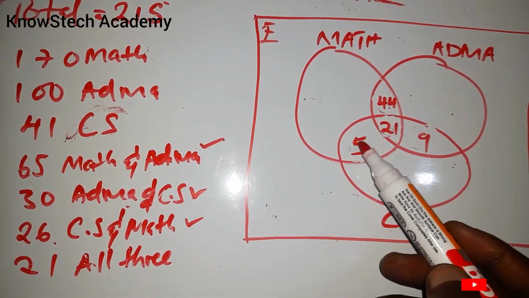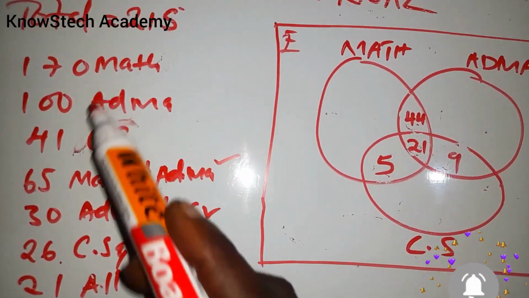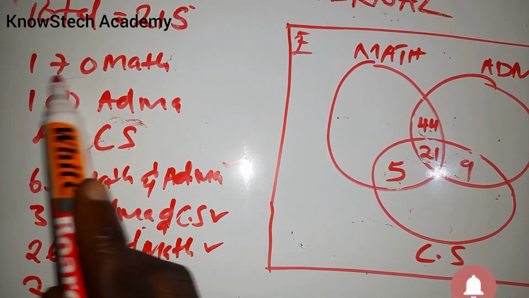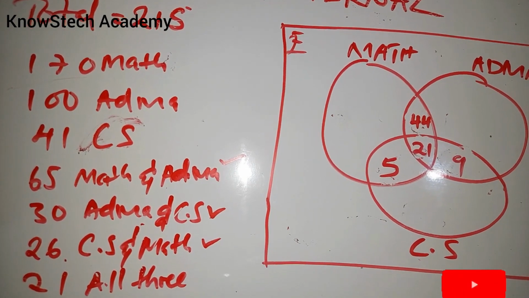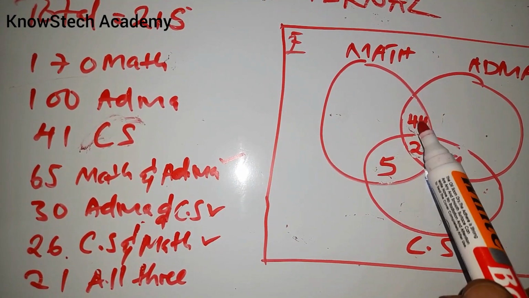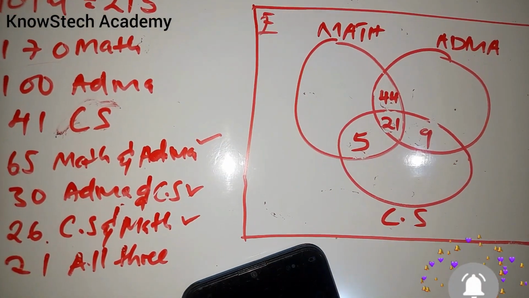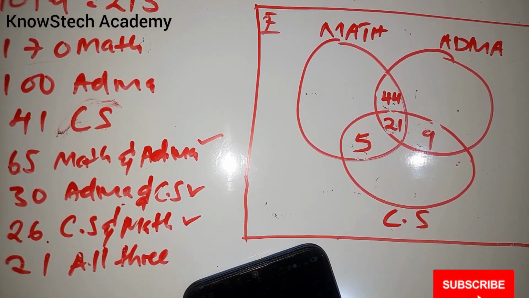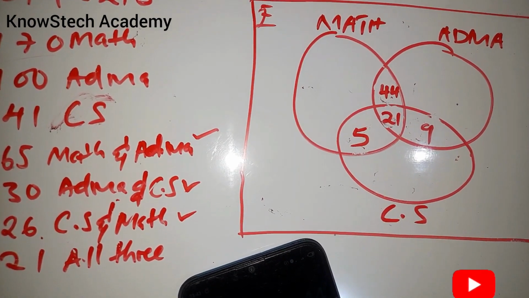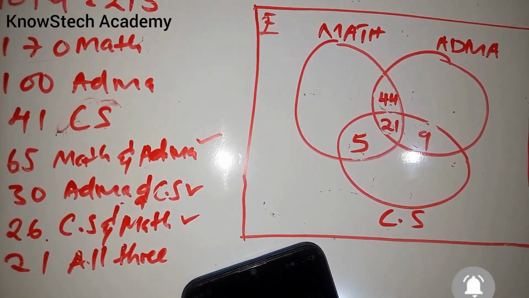Then after illustrating this, you can come to the individual sets, which are 1, 2, 3. Okay, those who taught mathematics were 170. So we are not going to write 170 here. We're going to subtract 170 minus 44 minus 21 minus 5. Okay, so it will be 170 minus 44 minus 5 minus 21, which is simply 100.